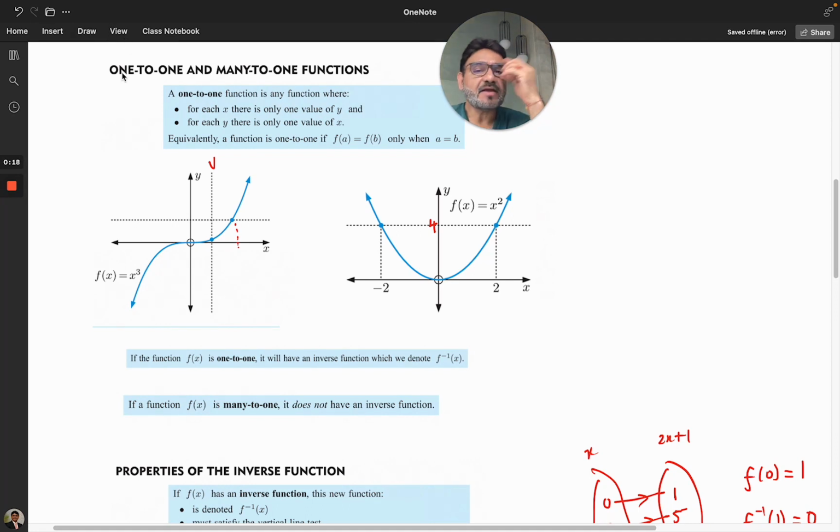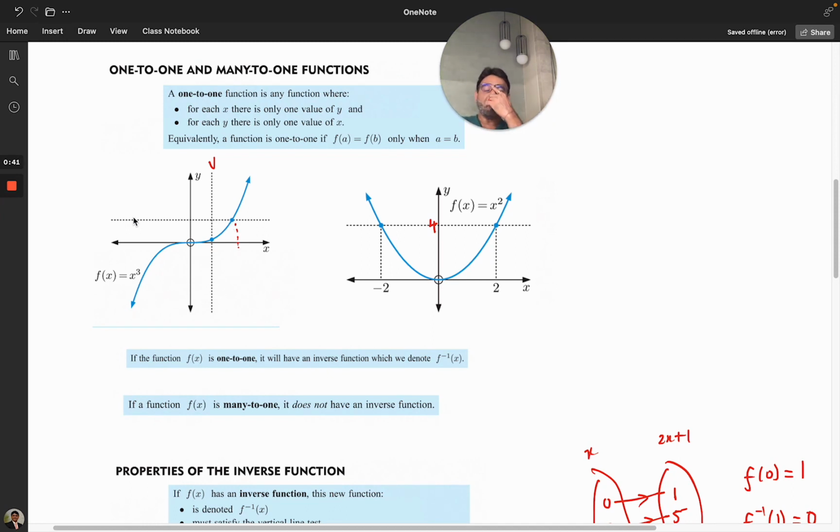Now, before we start understanding what an inverse is, we need to understand what's a one-to-one function. A one-to-one function means that for every one value of x, there's only one possible value of y. That's called a one-to-one function. Correct? So here you can see that the first one is a one-to-one function, y is equal to x cube. So every one value of x is having one value of y.